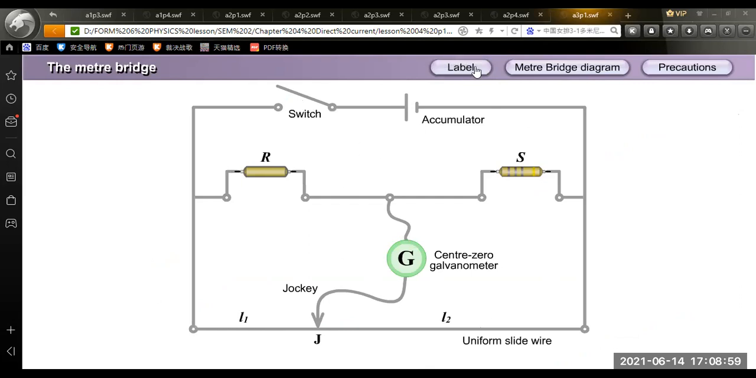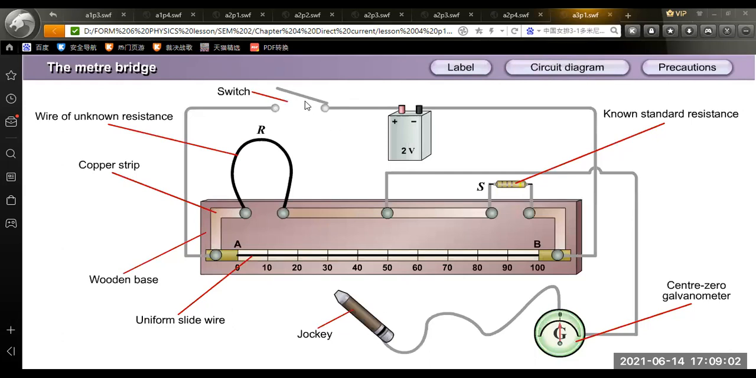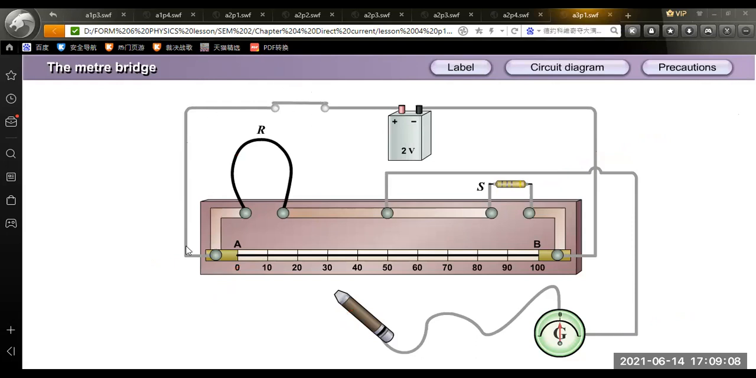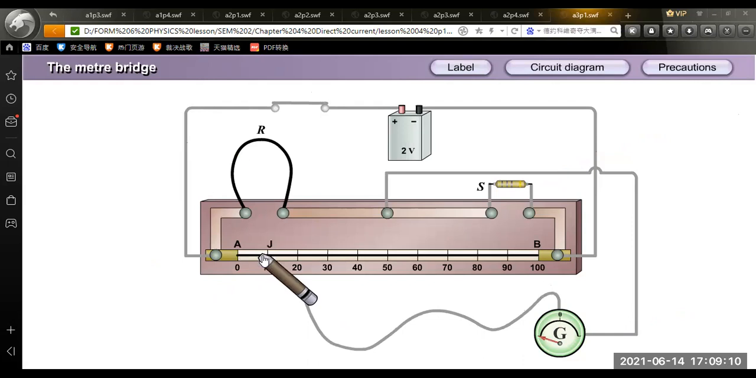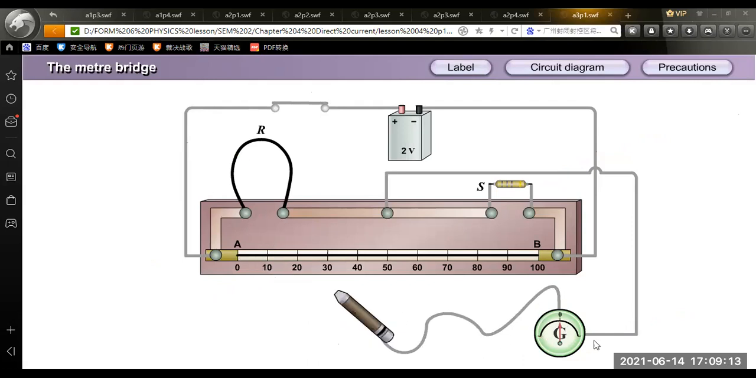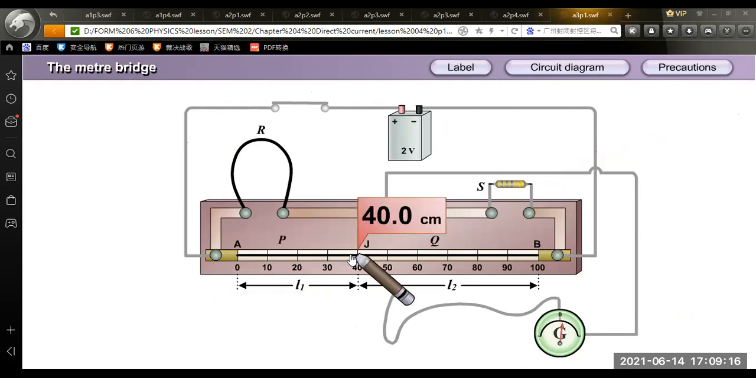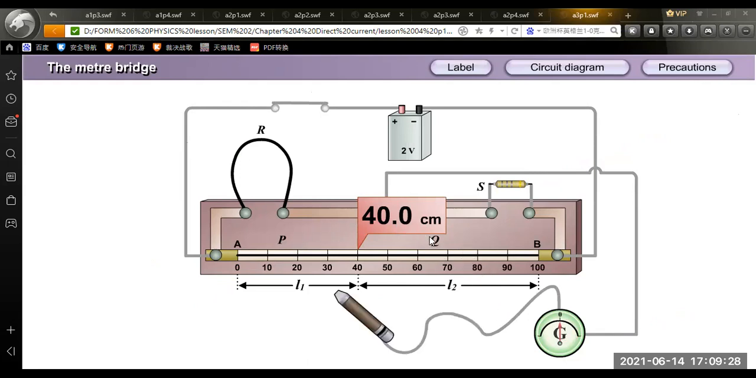Now, back to the circuit. Once I switch on, the current flows. So what I need to do is observe the reading of the galvanometer. I move the jockey until I get a zero point. The zero point is somewhere here. This means that P over Q, the resistance of P over the resistance of Q, is equal to R over S.